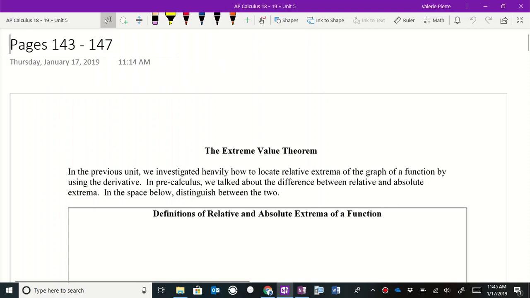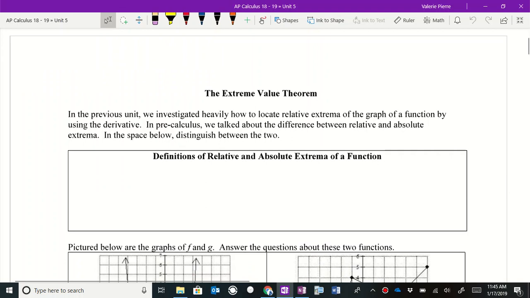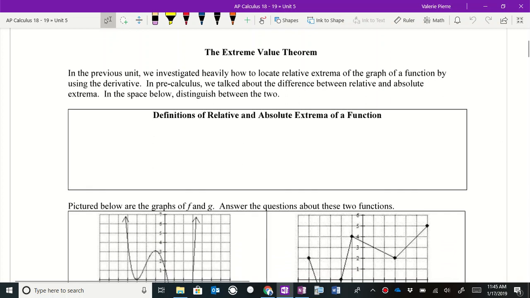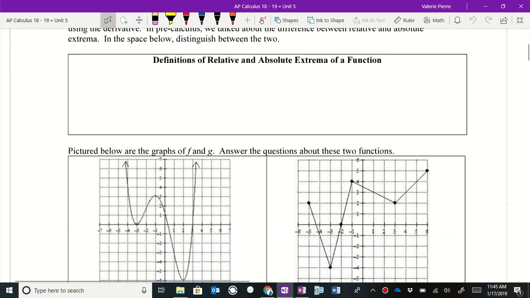4, pages 143 to 147, the extreme value theorem. The next couple of videos will be focusing on various different theorems, and today's is about the extreme value theorem. In the previous unit, we investigated heavily how to locate relative extrema of a graph of a function by using the derivative. In the space below, we're going to distinguish between a relative and an absolute extrema.